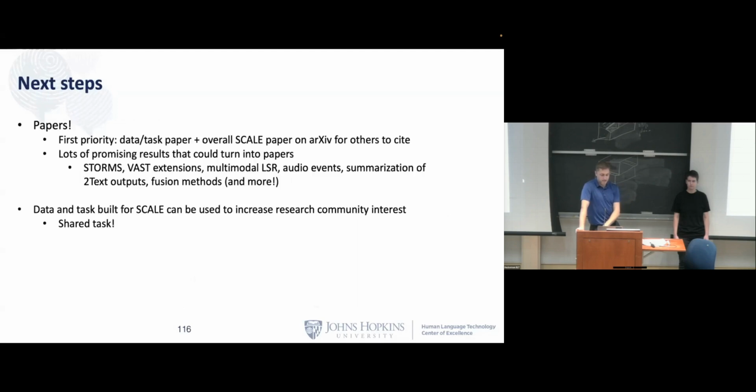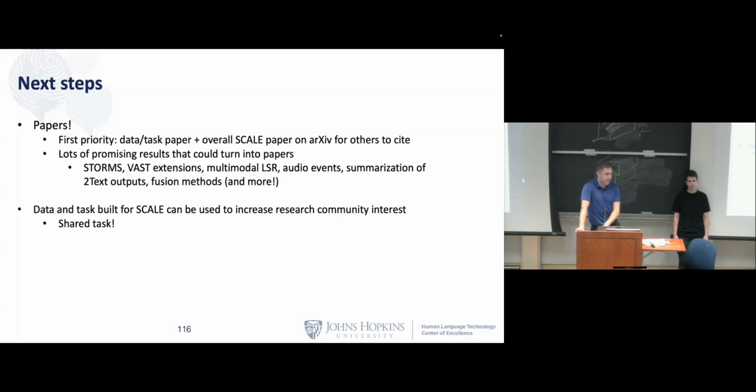And then the next steps, we have lots of papers that are planning on coming out. The first priority is getting a paper on the task and then the overall Scale paper. And we have lots of promising results that could turn into papers. I haven't touched on a lot of them, but there's a lot of people that have done a lot of good work. The data and task build for Scale, we want that to increase community interest on this task. As Kate said, this is a very interesting problem and it's very challenging.